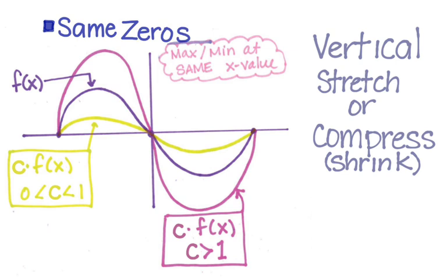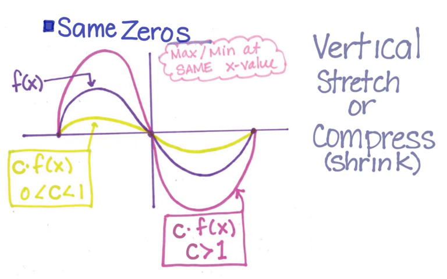When it's a compression, well, that c is between 0 and 1. It gets closer and closer and closer to the x-axis. It flattens it. But our zeros remain the same, even though we've multiplied it.